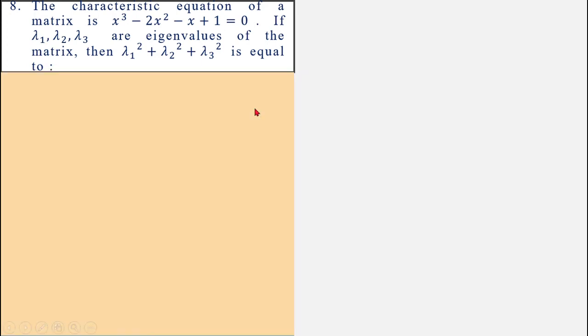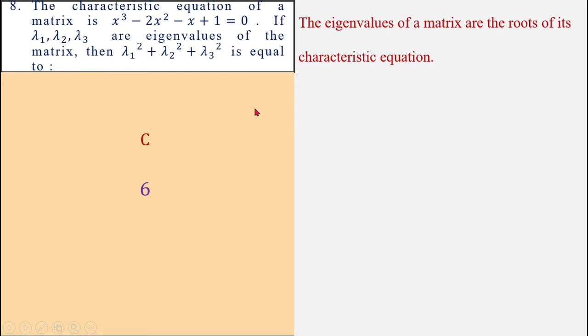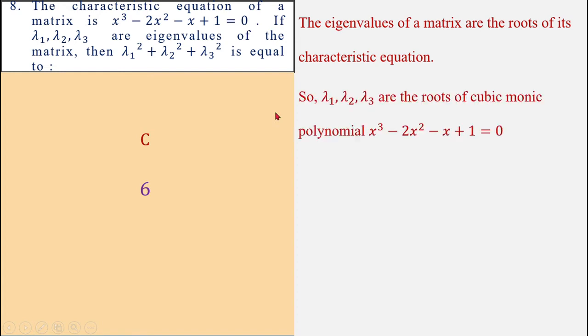So the correct option is option C, that is 6, and the explanation is as follows. As lambda 1, lambda 2, lambda 3 are the eigenvalues, these are the roots of the characteristic equation, that is x cube minus 2x square minus x plus 1 is equal to 0. This equation is a monic cubic equation. So lambda 1, lambda 2, lambda 3 are the roots of a monic cubic equation, and we know the relations between the roots and coefficients of a monic polynomial equation.